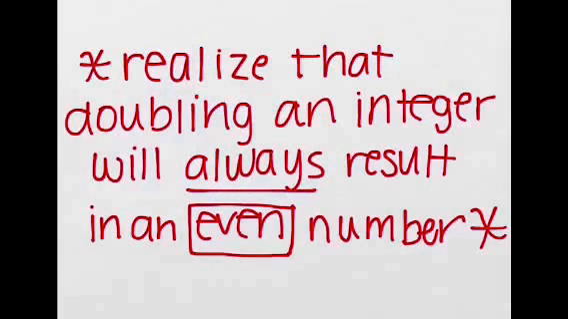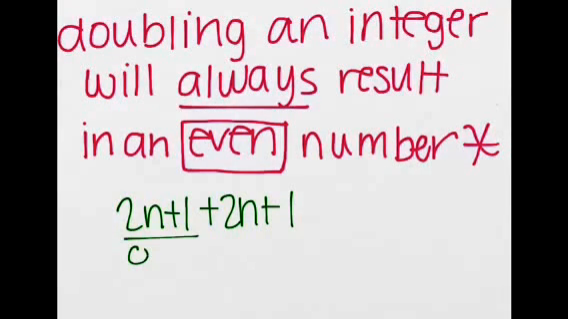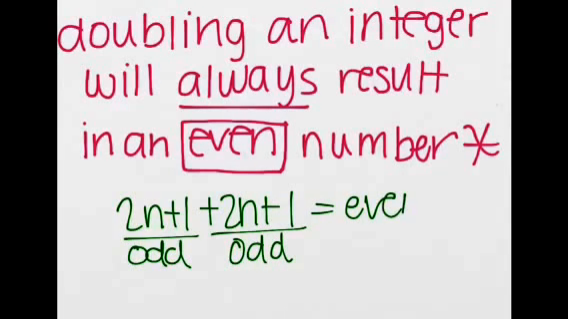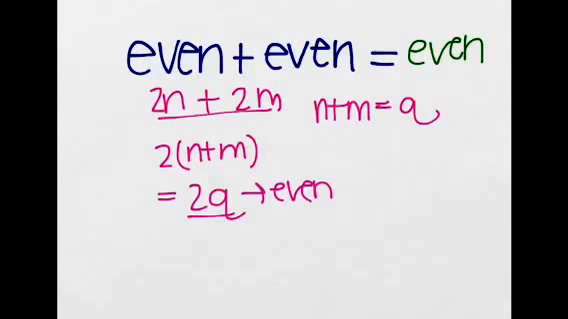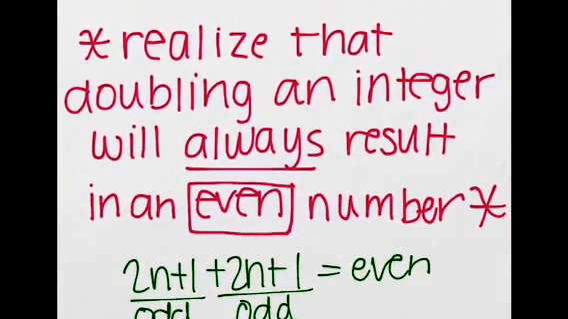Realize that doubling an integer will always result in an even number. So remember when we do an odd number plus itself, so let's say we do an odd number, which is 2n plus 1, plus 2n plus 1. This is just odd plus odd, which is equal to even. And we just looked at the previous one that even plus even is equal to even. So this is an important thing to realize. It can help save you time on tests or something.